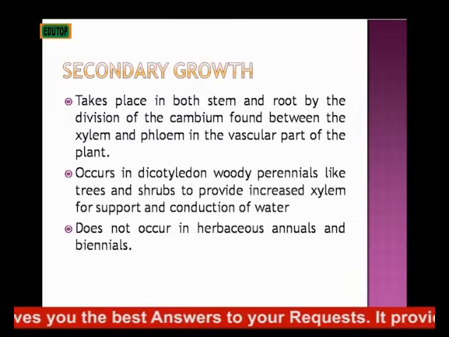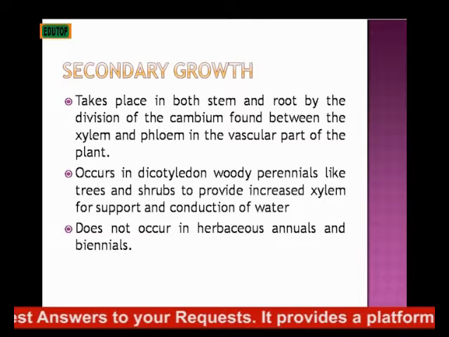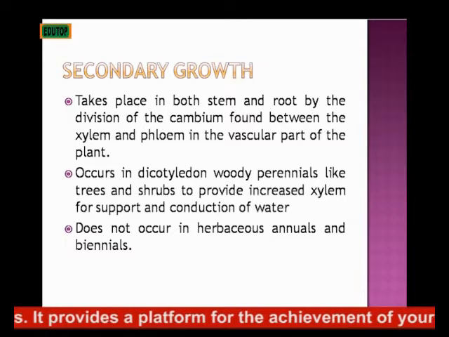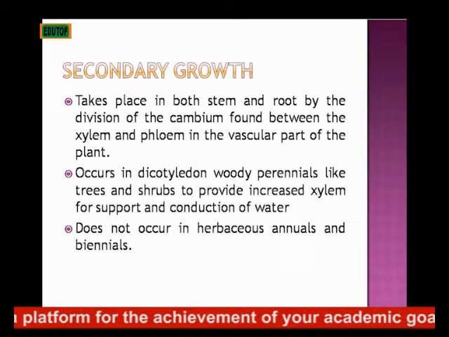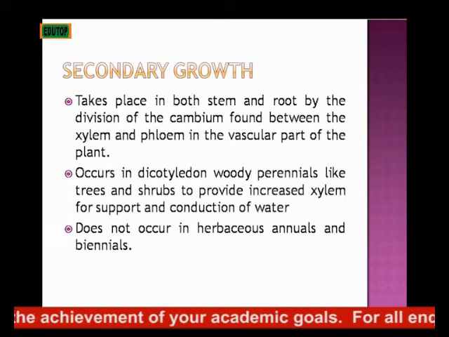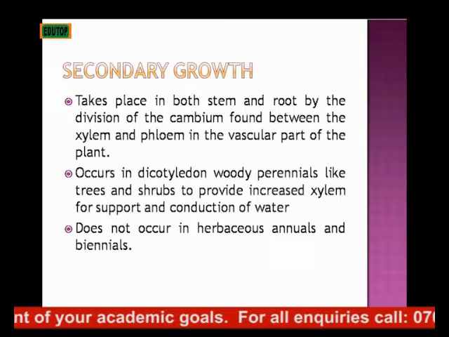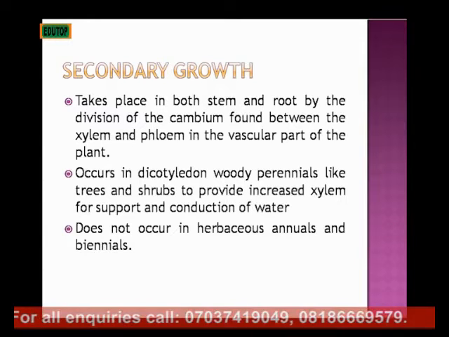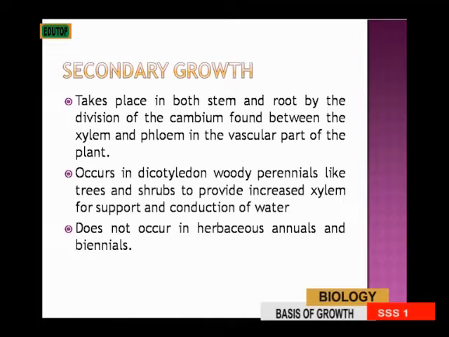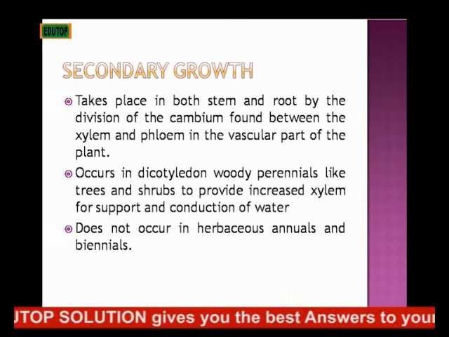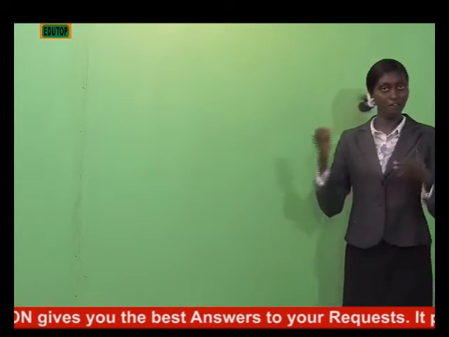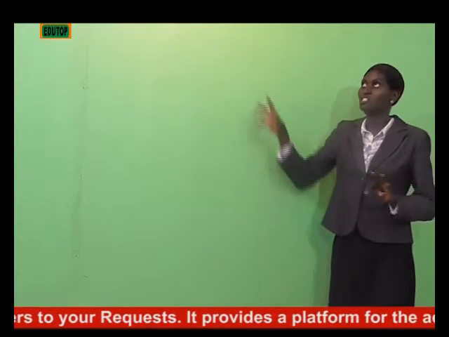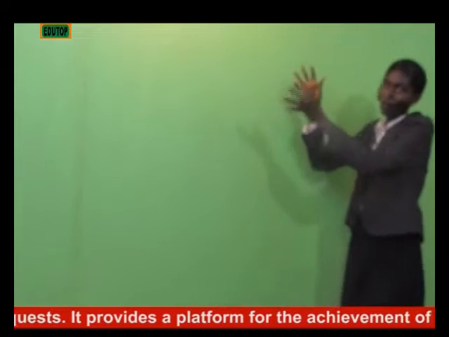And the secondary growth takes place in both stem and roots by the division of cambium, which is found between the xylem and the phloem in the vascular part of the plant. So the cambium is found in between the xylem and the phloem of the vascular part of the plant. The xylem is the vessel that transports water. It's the one that carries water from the root of the plant to other parts of the plant body, while the phloem is the vascular tissue that carries food. Food is manufactured from the sunlight and it always occurs at the top of the plant.